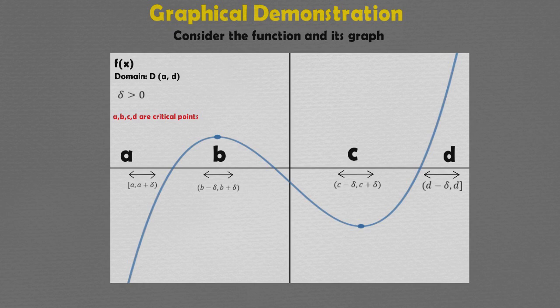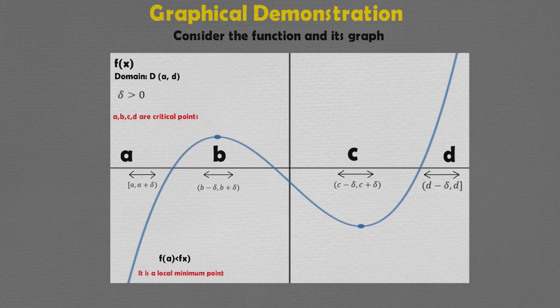Let's analyze interval 1, that is from a to a plus delta. In this interval, if you look at the graph, at a the value of the function is the lowest, which is f of a. That is, f of a is less than f of x in this interval. So by definition it is a local minimum point, and f of a is the local minimum value.